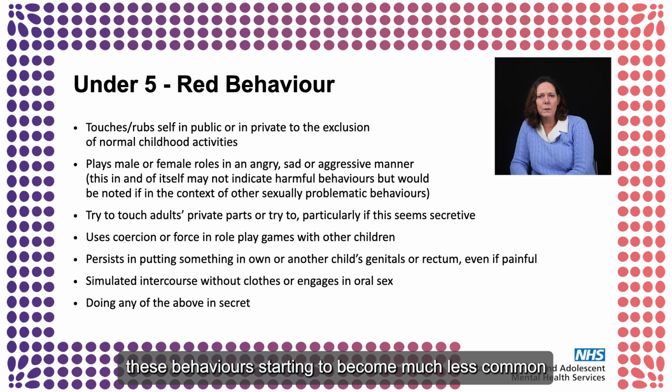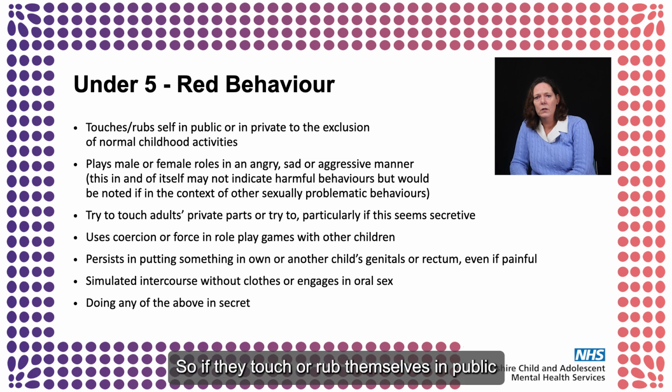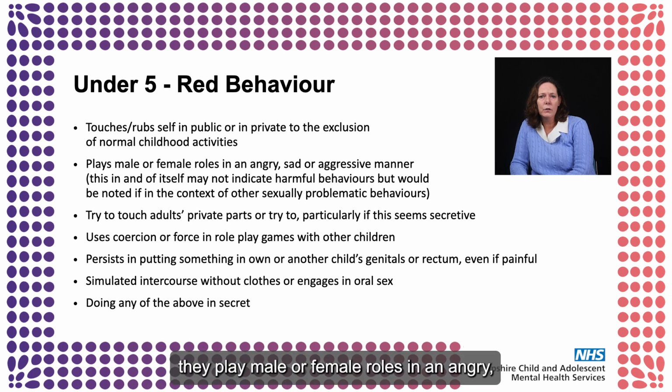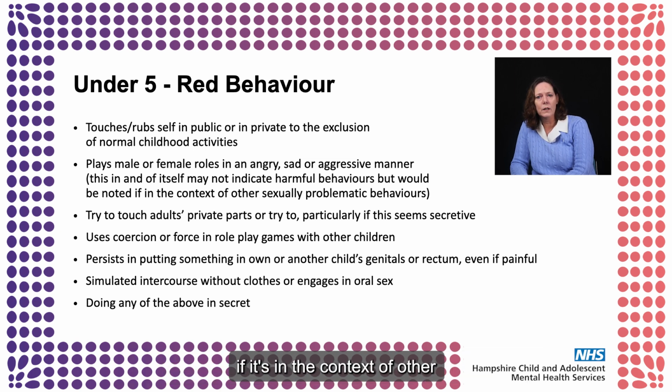Red behaviours considered to be harmful in the under 5s. These behaviours are starting to become much less common and can include more obvious coercion or control of other children. So if they touch or rub themselves in public or in private to the exclusion of normal childhood behaviours. They play male or female roles in an angry, sad or aggressive manner. It should be remembered that this in and of itself may not indicate harmful behaviours, but would be noted if it's in the context of other sexually problematic behaviours.